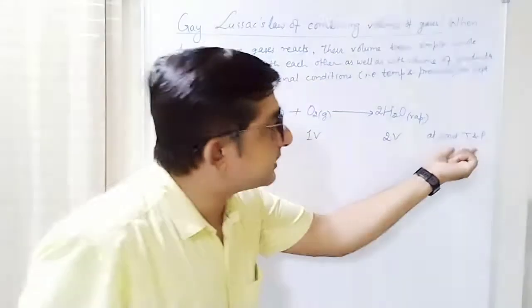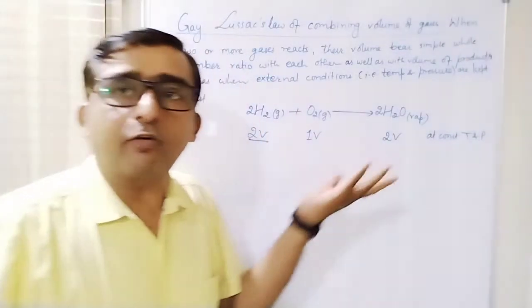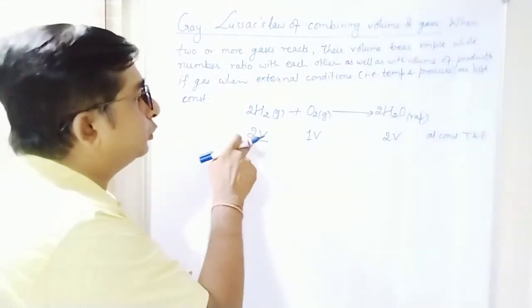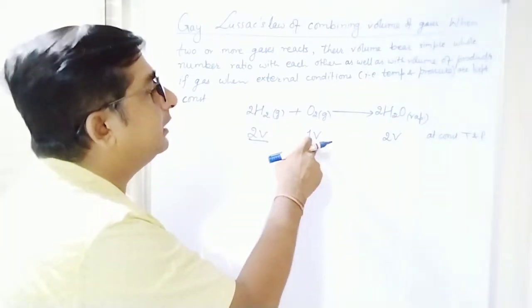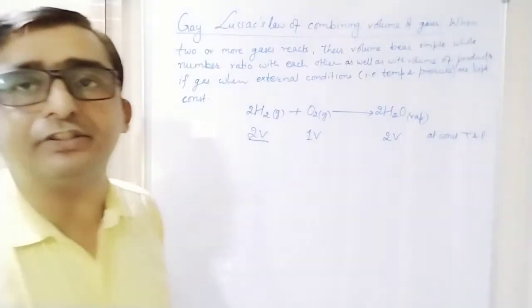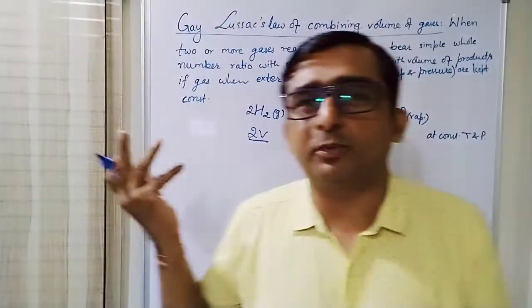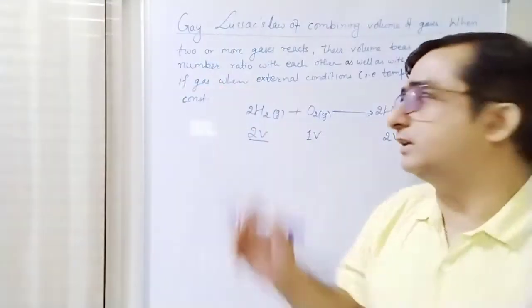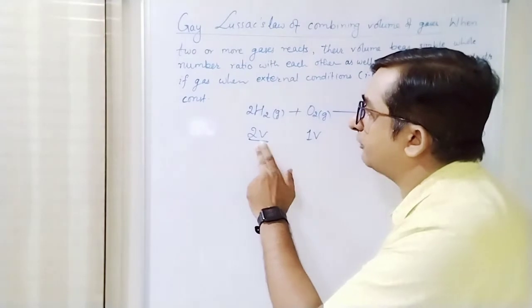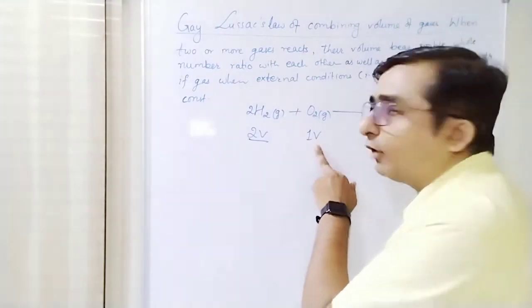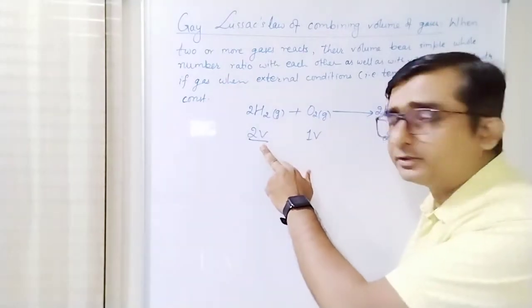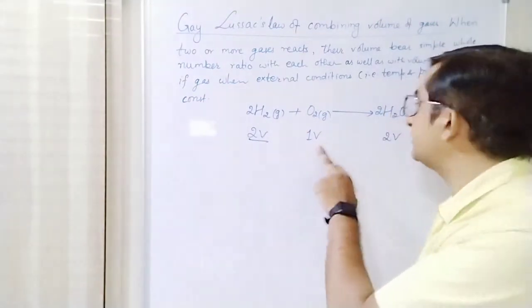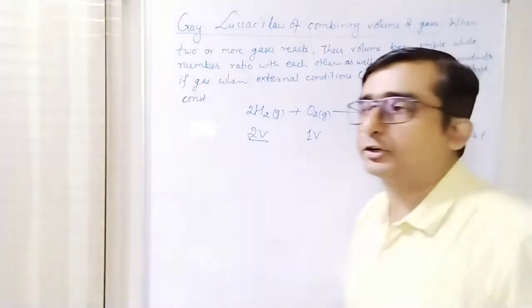So when you have the same temperature and pressure, according to Avogadro's law, 2 volumes of hydrogen will contain twice the number of hydrogen molecules than are present in 1 volume of oxygen. So it is very common, very easy. It's not a big deal. So twice the volume of hydrogen we have to use, 1 volume of oxygen we have to use. 2 volumes of hydrogen, 1 volume of oxygen, I'll be getting 2 volumes of water.